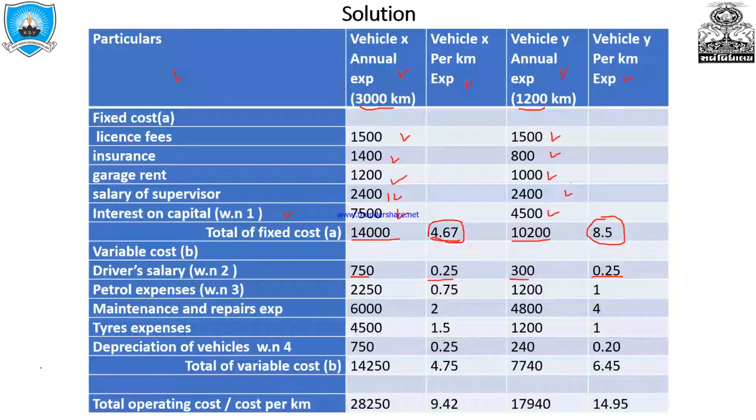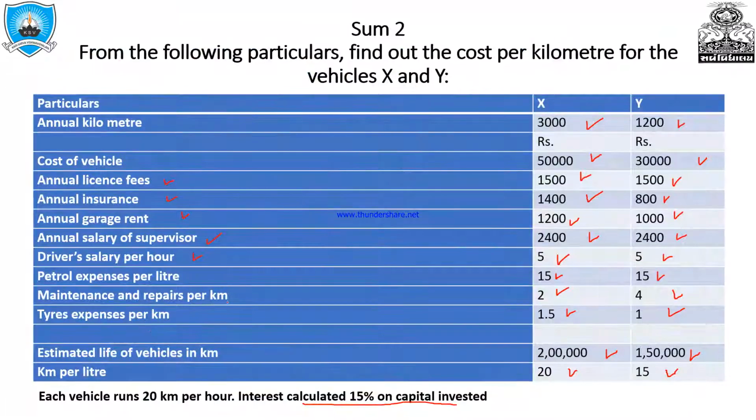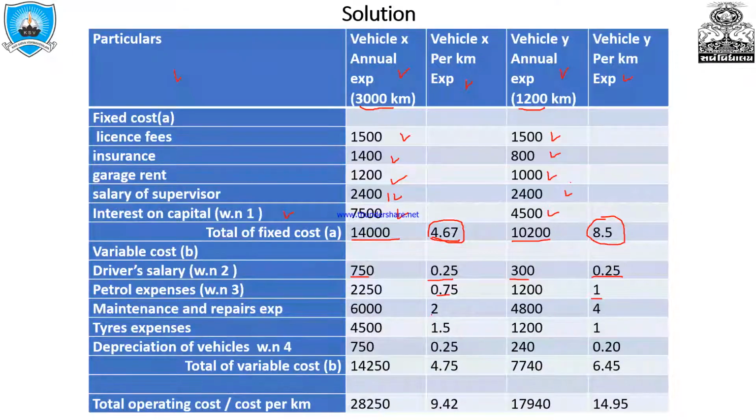Let's put this value. Petrol expense 0.75 and 1 rupee. 0.75 multiplied with 3000, answer is 2250, and 1 multiplied with 1200, answer is 1200. Maintenance and repairs are already given per kilometer, so we put the value per kilometer: 2 multiplied with 3000, 6000 annually, and 4 multiplied with 1200, answer is 4800.